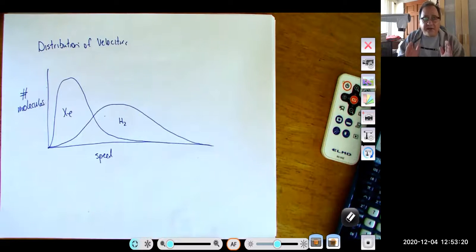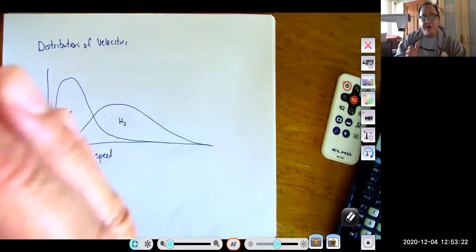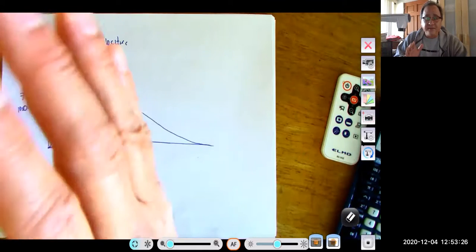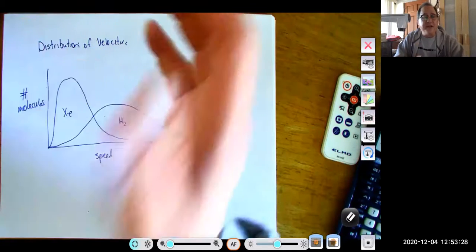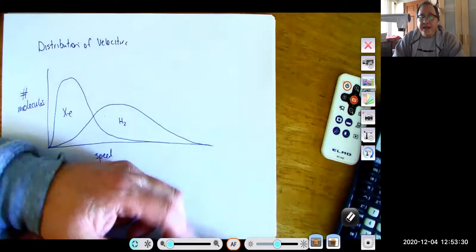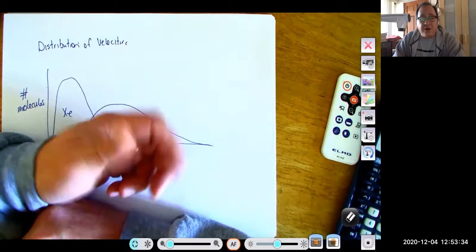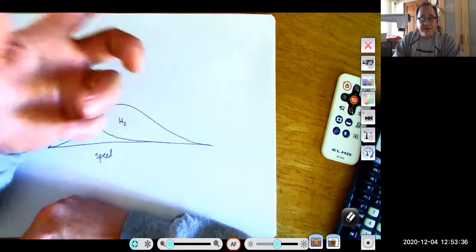I use speed and velocity interchangeably, which is a big no-no in physics. But you know what? I'm not a physicist. The difference between speed and velocity is simple. Speed is just how fast you're going. Velocity is how fast you're going and the direction you're going.